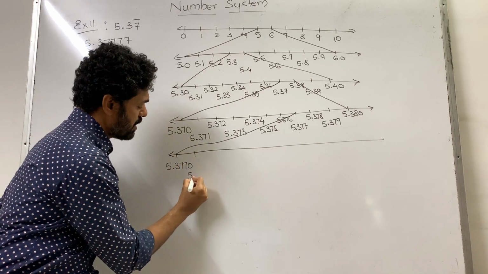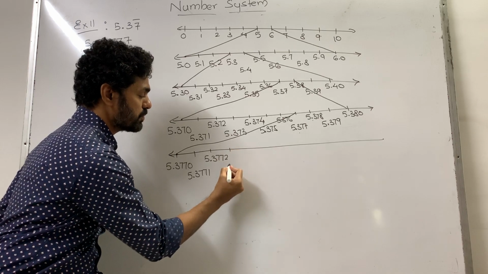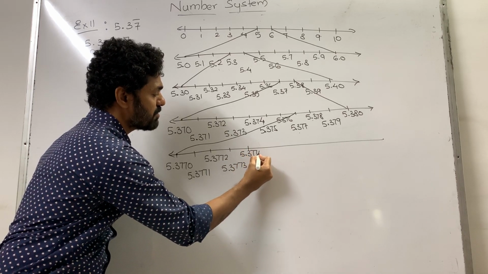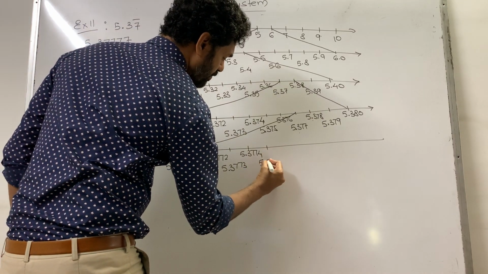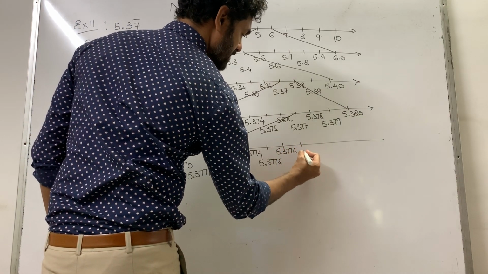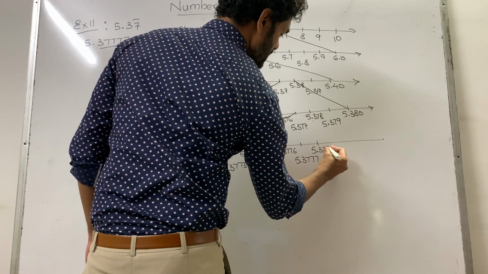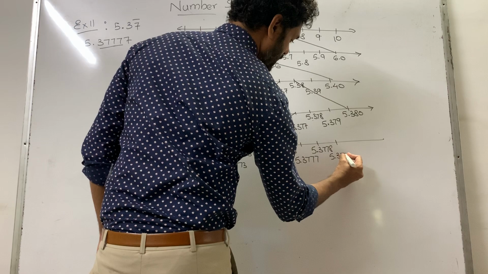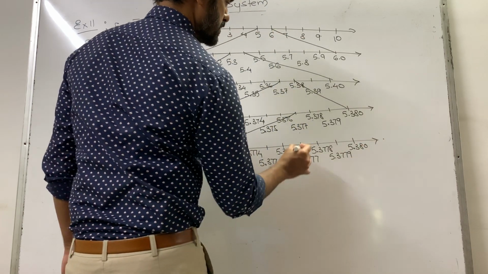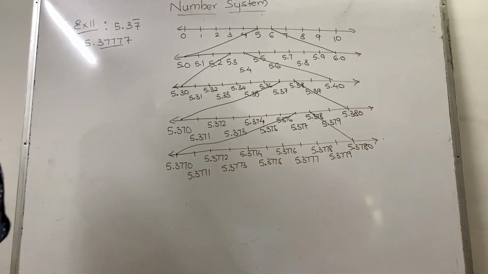5.3770. This would be 5.3771, 5.3772, 5.3773, 5.3774, 5.3775, 5.3776, 5.3777, 5.3778, 5.3779, and last 5.3780. So this is up to 4 decimal places.